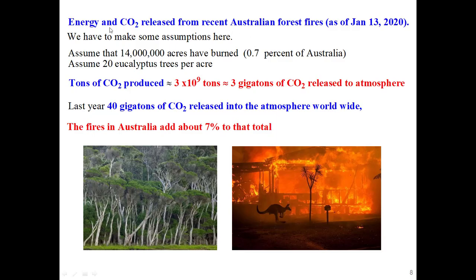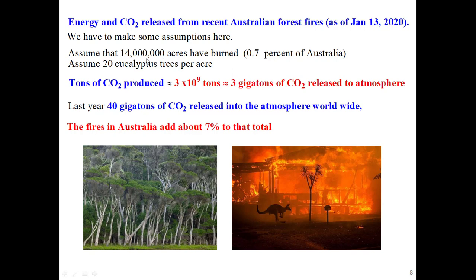What I want to look at now is the energy and carbon dioxide release in the recent Australian forest fires. These were on the news everywhere in the world, the biggest fires ever in Australia. What I'm looking at is January 13th, 2020. At that time, there were 14 million acres that had burned. I think there's more now.